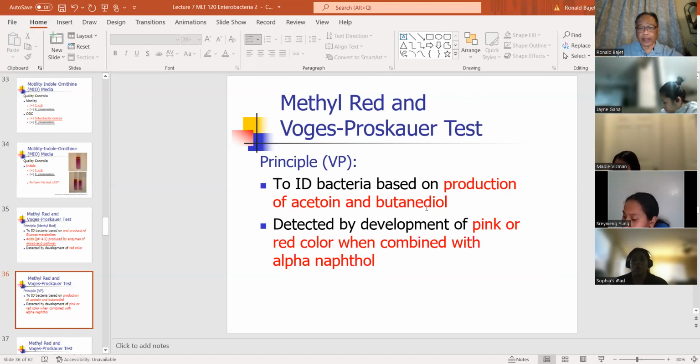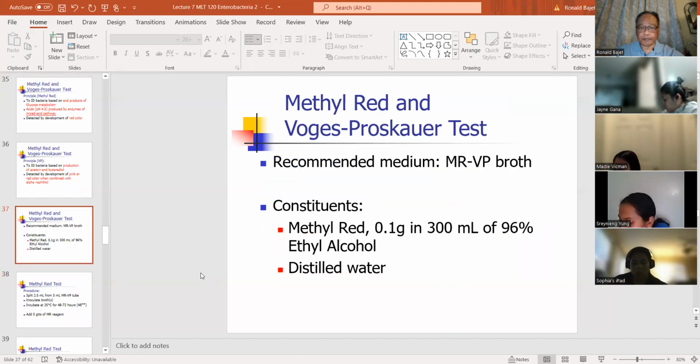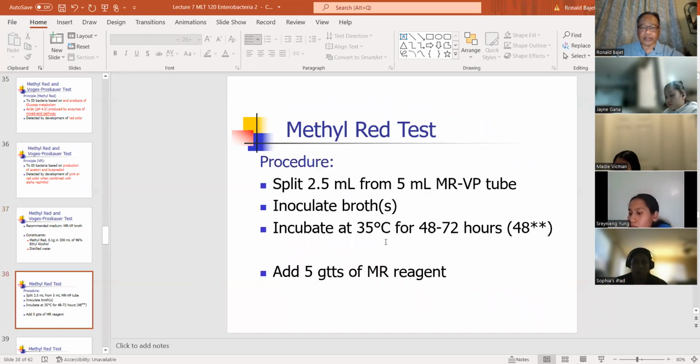I hope you're making little asterisks on these as I'm lecturing, as I tell you all these hints to make sure you know them. And for the Voges-Proskauer test, we're looking for the development of pink or red color when combined with the alpha-naphthol reagent. MRVP broth we're not going to have, and it has these constituents, methyl red, and then ethyl alcohol, distilled water. What you do is you divide the tubes into two, one for the methyl red test and the other one for the Voges-Proskauer test.